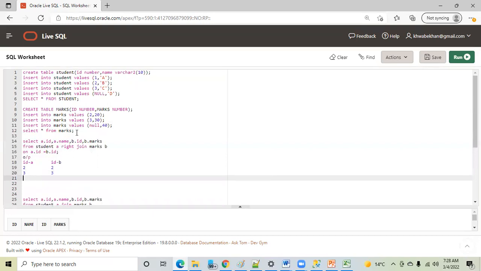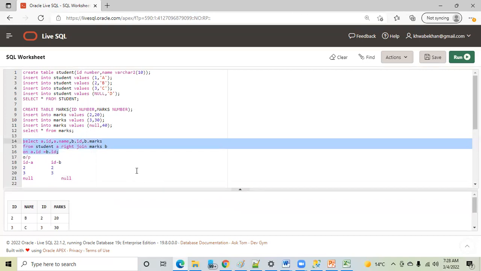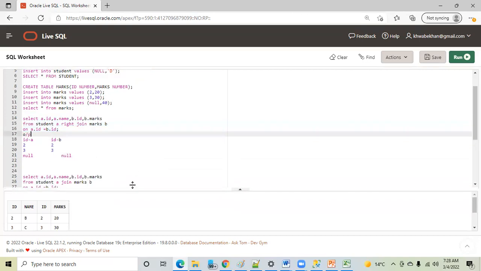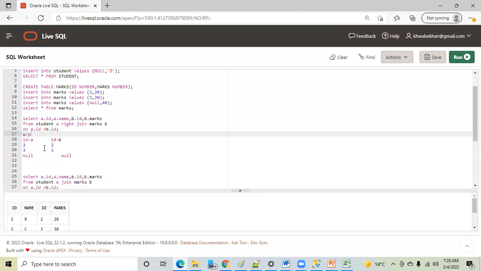Then in the ID B, we get null. And for here, what will it be? Null. Right? Let me execute this. 2, 2, 3, 3 is there. Null is there. Okay, so this is also clear.